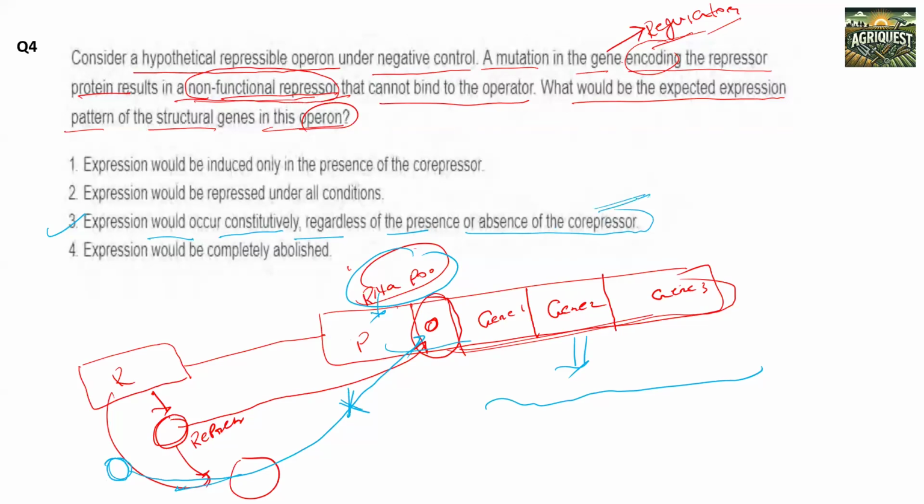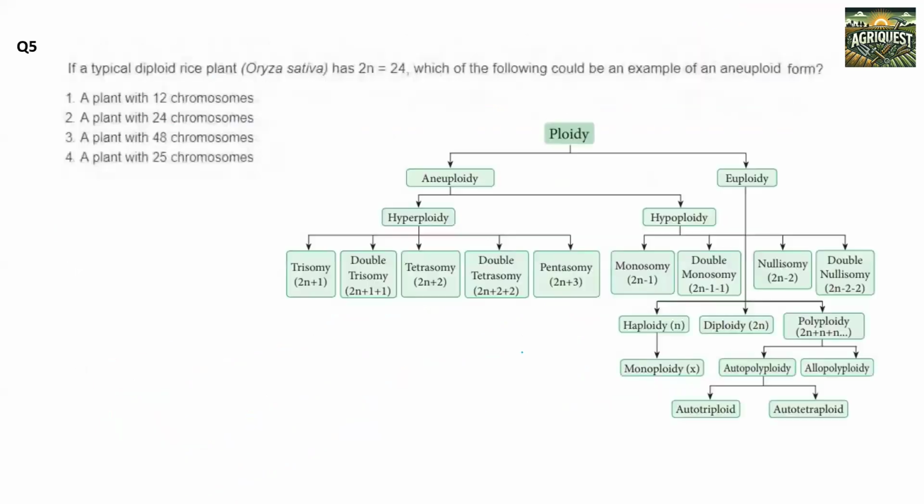And what is the function of the co-repressor? The co-repressor binds with the repressor and activates it. After that, it binds with the operator region and prevents the activity of the RNA polymerase. Okay, so the third option is correct.